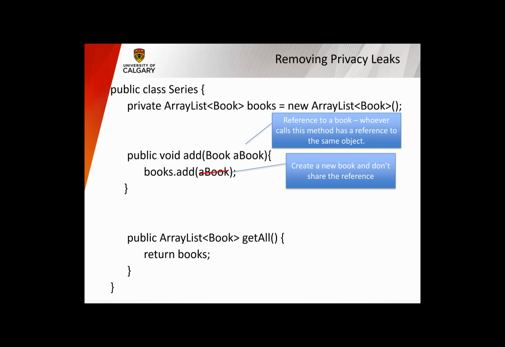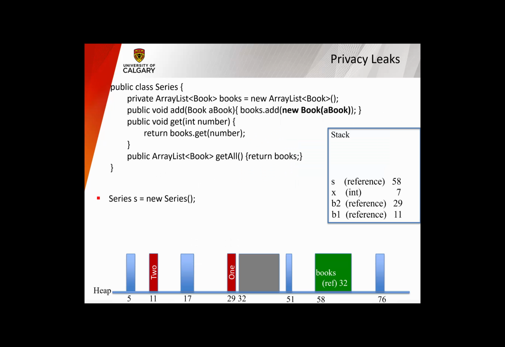So instead of using the book directly, I could use the copy constructor to make a copy of it. And this is assuming that the book class has a copy constructor, which is why I recommend that every class has a copy constructor inside of it. So looking through that fix, I will have gotten rid of one privacy leak.